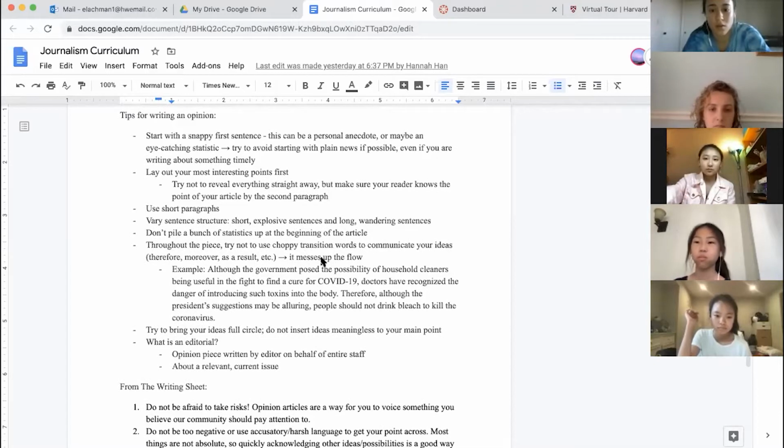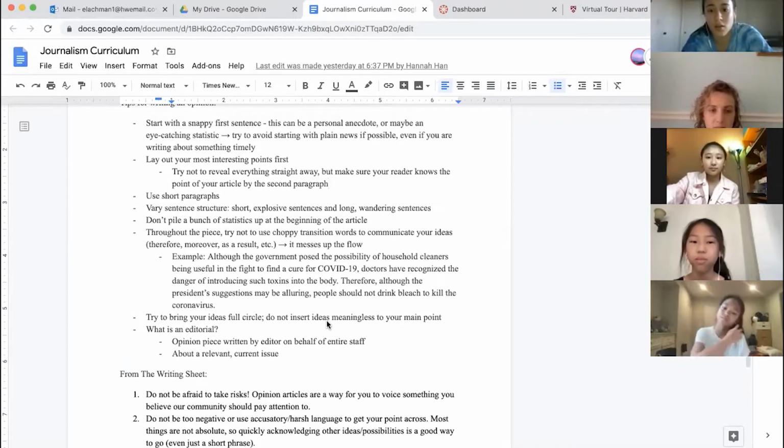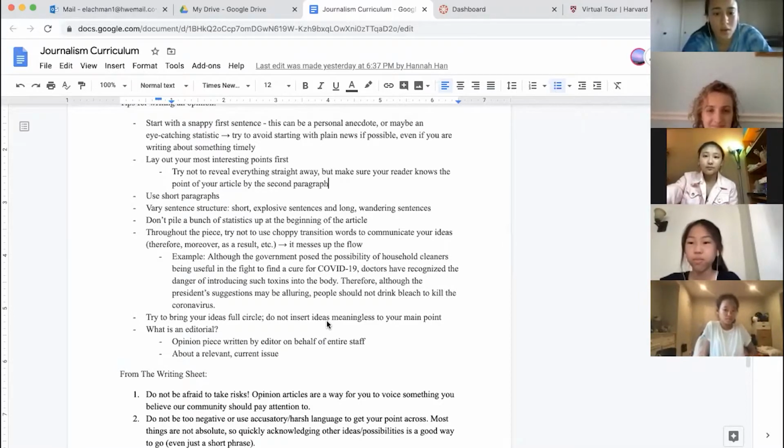And you want to use short paragraphs always, because like I said in previous classes, you don't want to write an essay. No one wants to read a huge block of text. And just basic stuff like varying your sentence structure, making sure you have long sentences and short sentences, and spacing out the statistics and the numbers you have in your article.